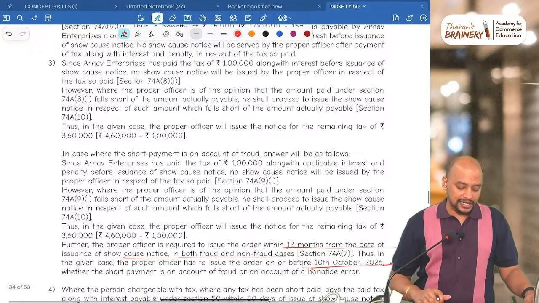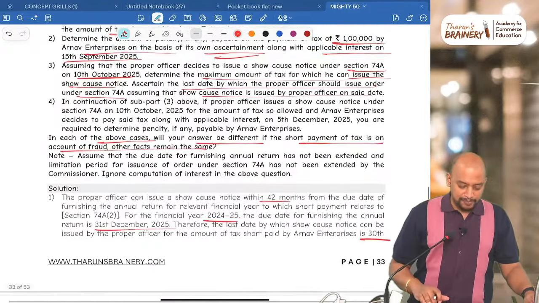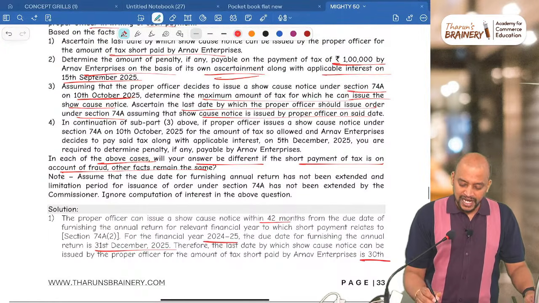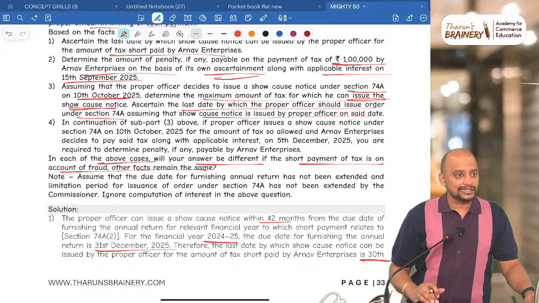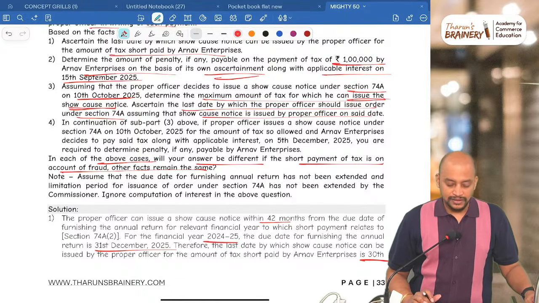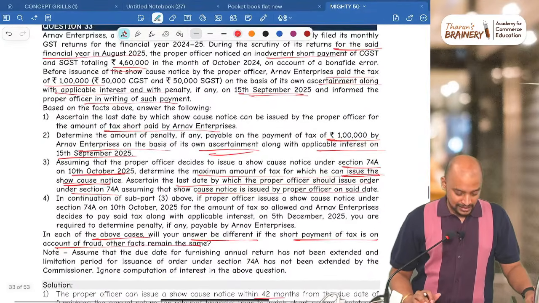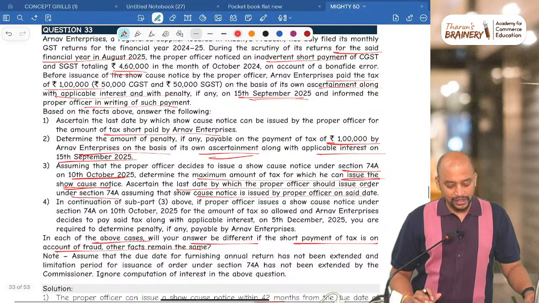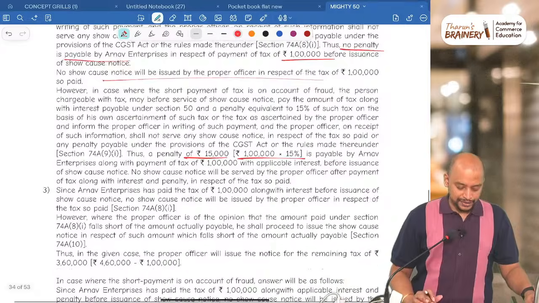It can be extended. Moreover, what is the amount that needs to be paid here? Maximum amount of tax for which he can issue the show cause notice. So full 1 lakh, correct? Plus interest and penalty, correct? 4 lakh 60 minus 1 lakh, okay, sorry. 4 lakh 60 minus 1 lakh, so 3 lakh 60,000.